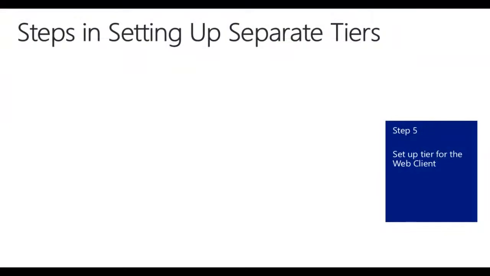Now the last thing we need to do is setting up a dedicated service tier for our web client. Now the web client works kind of like the same as the Windows client. It's going to connect to the client services. So that part is actually kind of like the same as we did for creating a dedicated server instance for the Windows client. But we have to point our web server instance to that dedicated server instance.